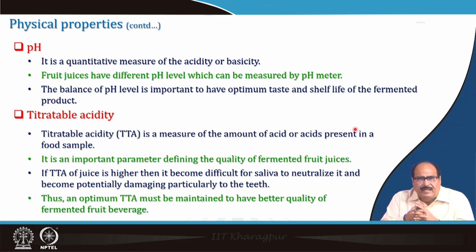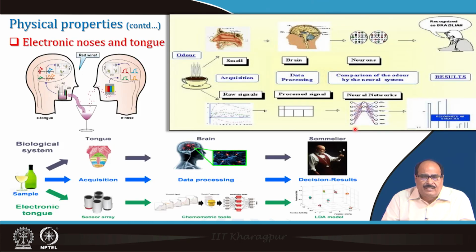Titratable acidity is a measure of the amount of acid or acids present in a food sample. It is an important parameter defining the quality of the fermented fruit juices. If the titratable acidity of a juice is higher, then it becomes difficult for saliva to neutralize it, and therefore it becomes potentially damaging, particularly to the teeth. So this titratable acidity gives important information like this. The optimum TTA must be maintained to have a better quality of the fermented fruit and beverages, and it has a proper effect on our health and particularly teeth.